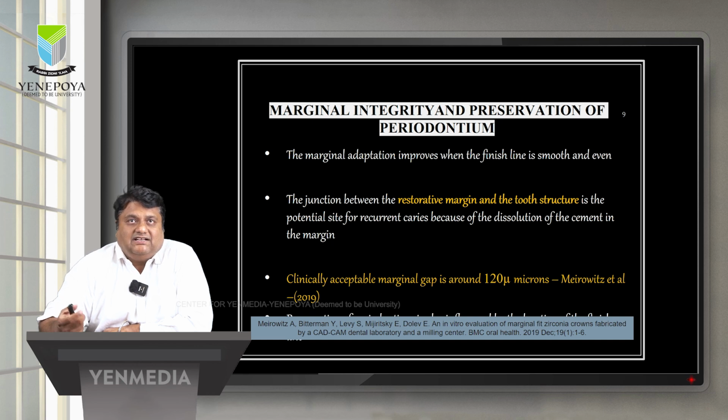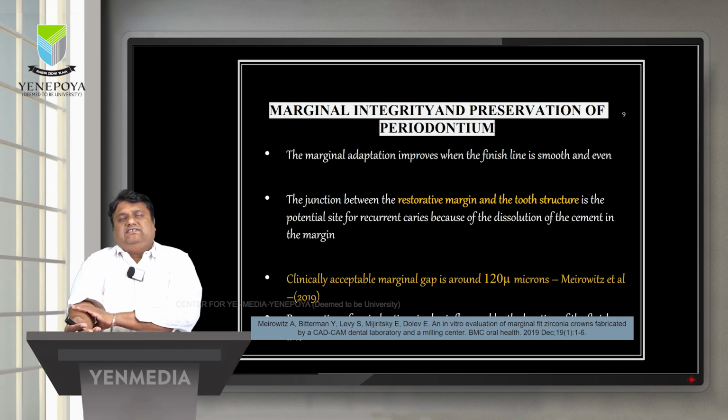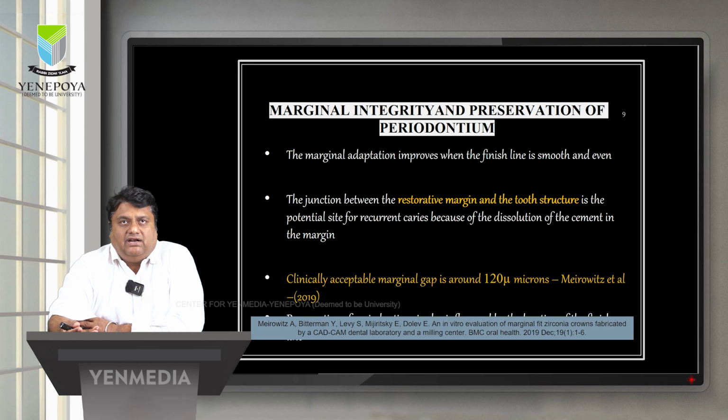So, like I said, the restorative margin and its tooth structure is a potential site for recurrent caries because of dissolution of the cement in the margin. Now, some studies have said that 120 microns is a clinically acceptable marginal gap. And some studies have also said that up to below 100 is also a clinically acceptable marginal gap.